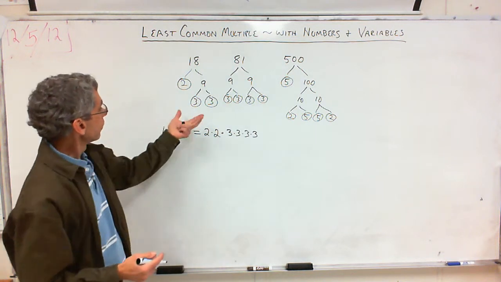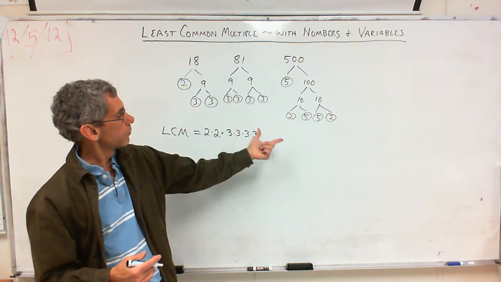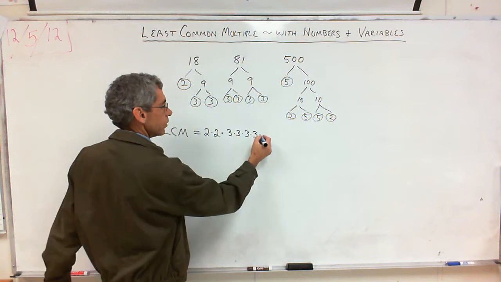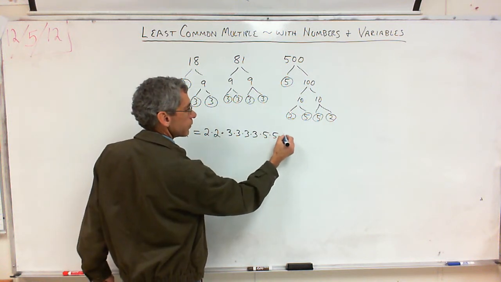Okay, so 5. So this one has no 5's. This one has no 5's. How many 5's does this one have? 3. So I got to do that. 5 times 5 times 5.